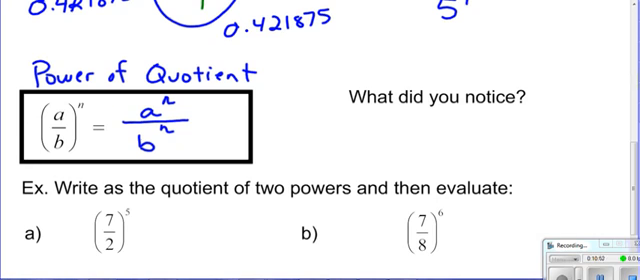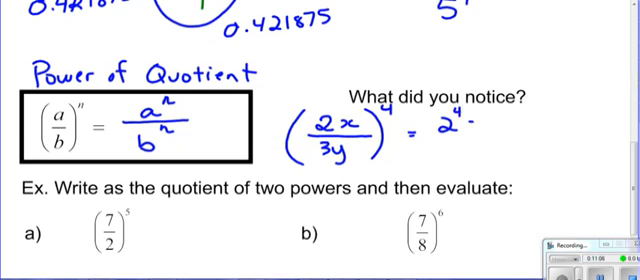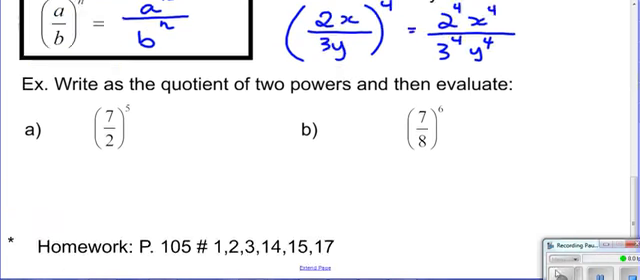And again, you would see things like this if you had letters. So maybe 2x divided by 3y all to the power of 4. This is like 2 to the 4, x to the 4 over 3 to the 4, y to the 4. This exponent is applying to everything.